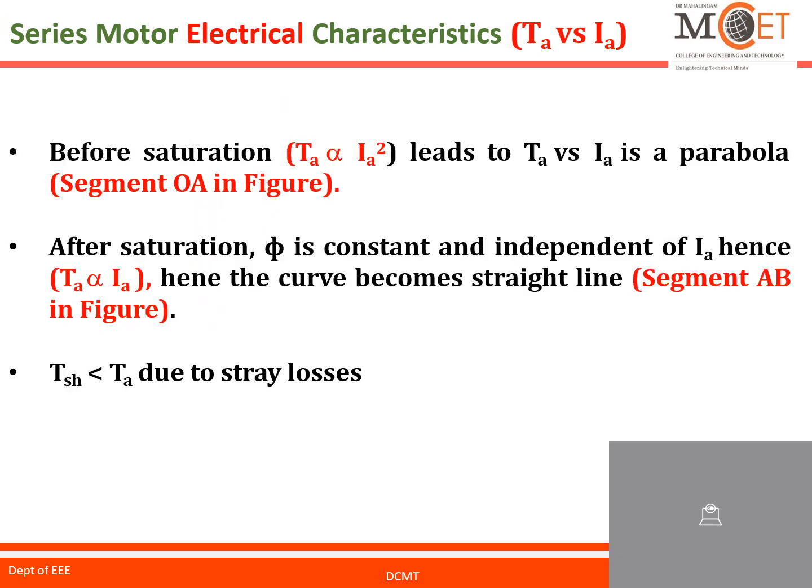Then series motor electrical characteristics. Here we know that speed decreases as current increases. This happens because high current produces large magnetic flux. Torque is proportional to Ia squared, which leads to a Ta versus Ia parabola that we discussed in the last slide. After saturation, when phi is constant and independent of Ia, the curve becomes a straight line.